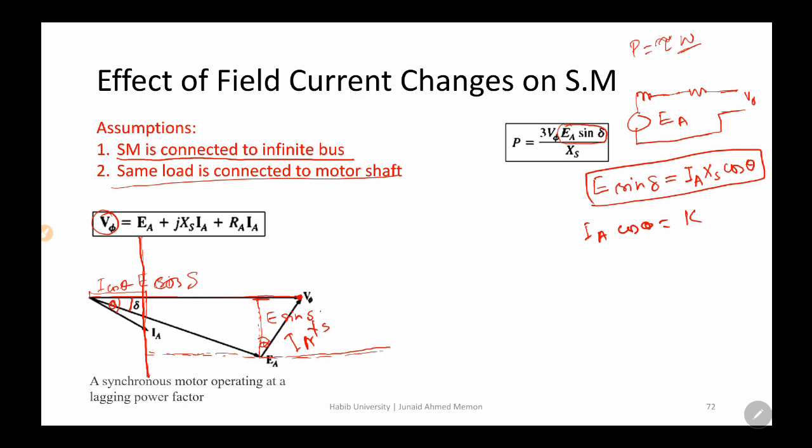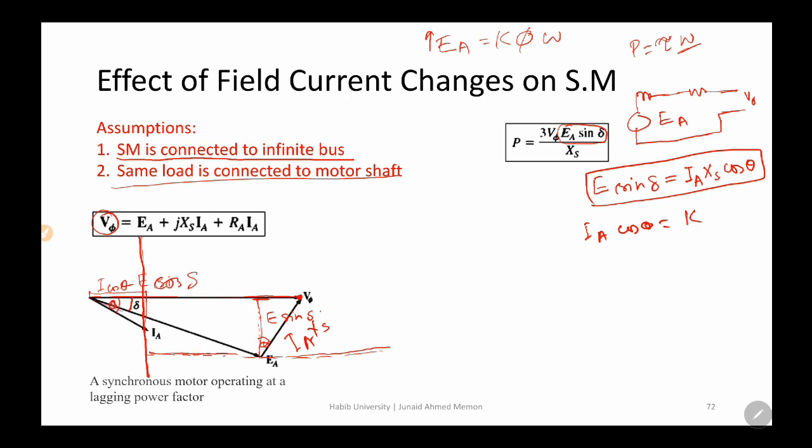So we said we know this expression that Ea is equal to k phi omega. Because omega is constant, phi depends upon the field current. It means if we increase the field current, we will be increasing the Ea. That's the one point that is coming now. And the second point, from assumption number 2, is that Ea can increase, but it cannot increase throughout the space, it will only increase along this line.